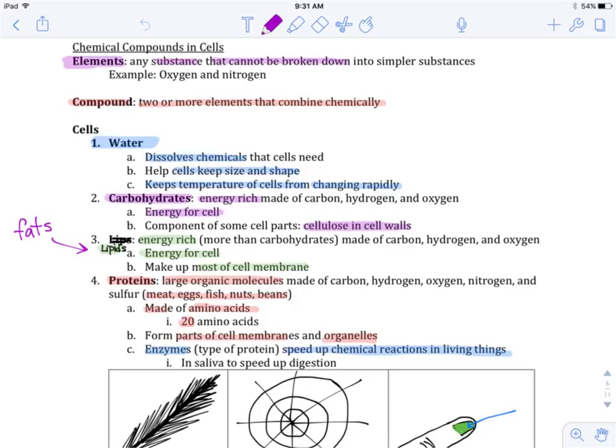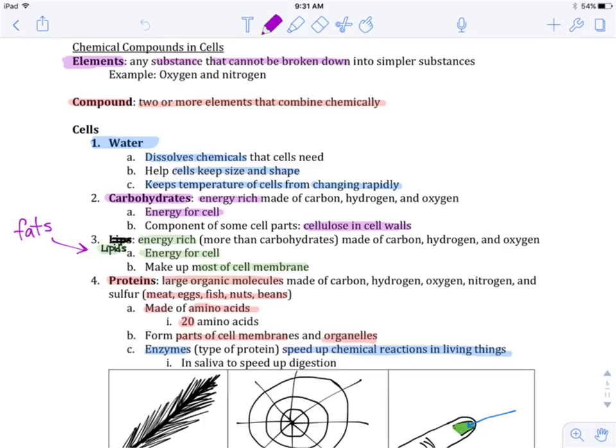Carbohydrates are other compounds that are necessary for cells to function. Carbohydrates are energy-rich, and they are made of carbon, hydrogen, and oxygen, which are all elements. They are important because they provide energy for the cell, and they also are a component of some cell parts, such as the cellulose that cell walls are made of in plant cells.